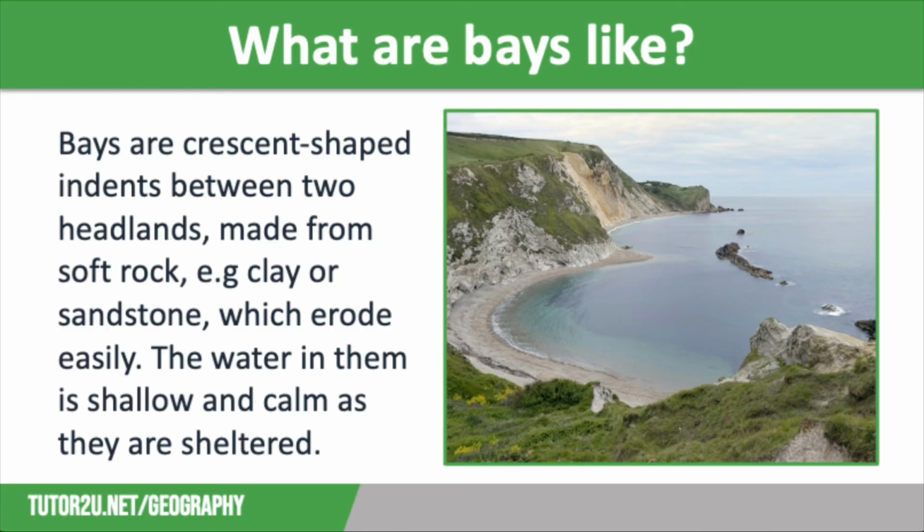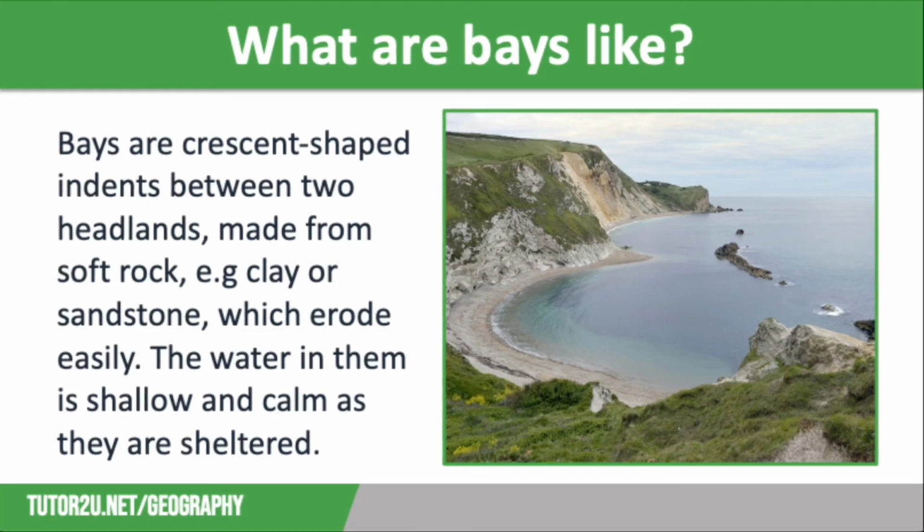In contrast, bays are crescent-shaped indents between two headlands made from soft rock such as clay or sandstone, and they erode easily. The water in them is shallow and calm as they are sheltered, which enables sands to be deposited, forming beaches. Bays also have some very distinctive characteristics.